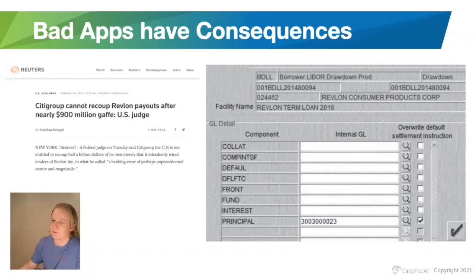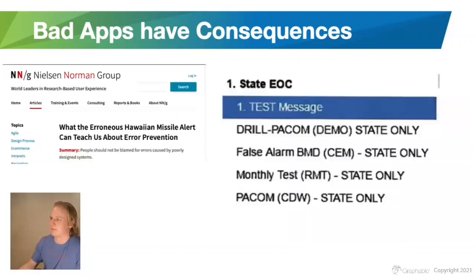Another example happened a couple of years ago, again a bad application. This is the drop-down menu, actually an update to the drop-down menu after an analyst sent out an erroneous missile alert to all of Hawaii. The top option, the drill, is a demo, which sends out a message to an internal service. The bottom option sends out a message to every resident of Hawaii, warning them there's an incoming missile.